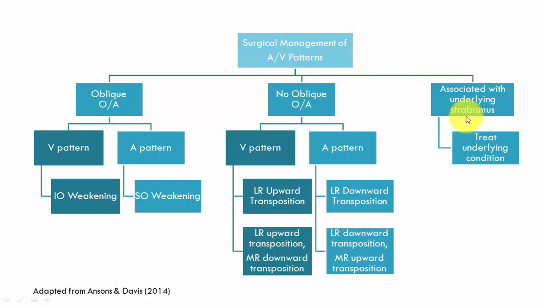The other consideration is whether there is an associated underlying strabismus. As an example, if you have a patient with an intermittent divergence, XSXT, with inferior oblique overactions and a large V pattern, you need to deal with the exotropia. So you may perform, as an example, bilateral lateral rectus recessions, and at the same time also consider the V pattern in this instance and address the inferior oblique overactions as well during surgical intervention.